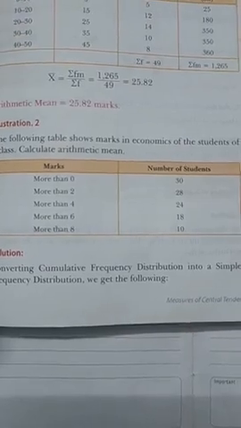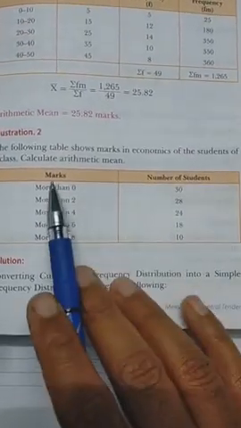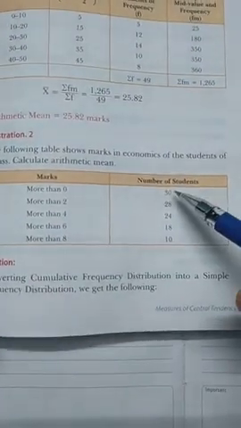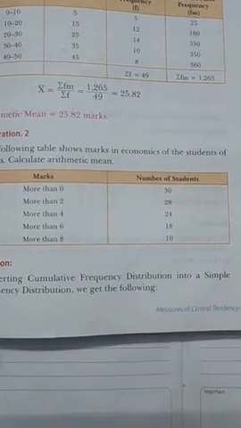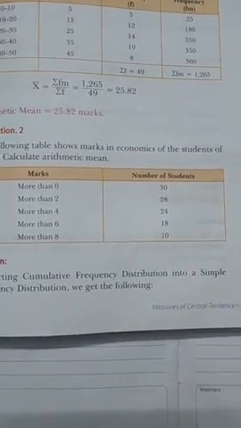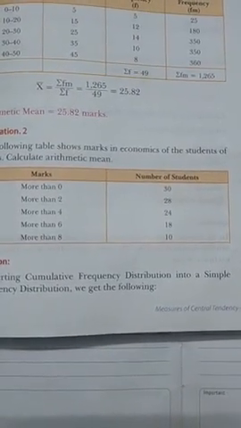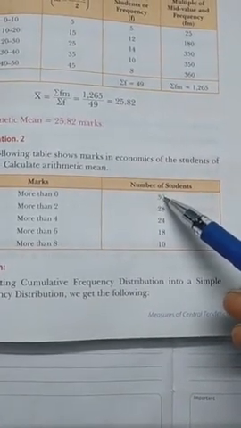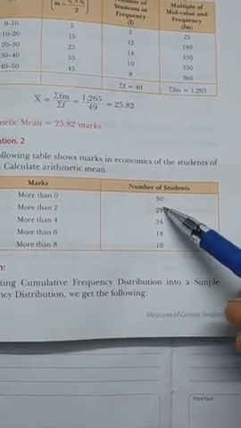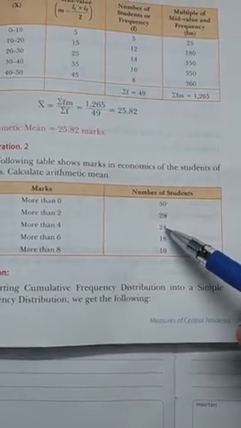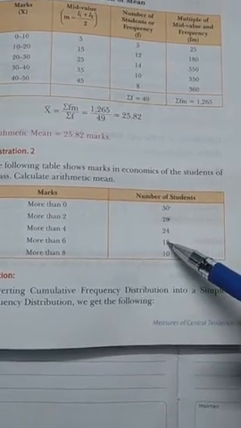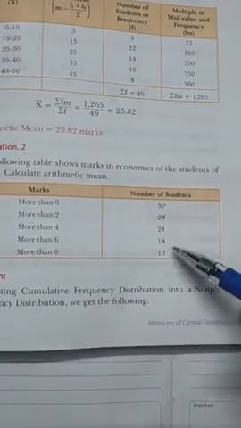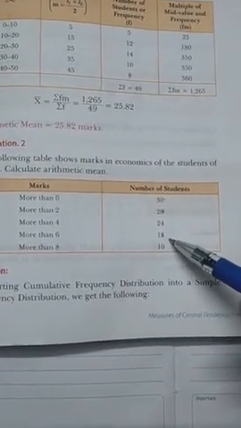Say this is the example of more than. Okay, so you can see here more than 0, more than 2, more than 4, more than 6, more than 8, and here you can see the number of students is given in decreasing order. So when you are finding the frequency, the first one will be 30 only, the second one 30 minus 28, then next will be 28 minus 24, 24 minus 18. In this way you will be moving in the downward direction. Your arrow will move downwards when you subtract.